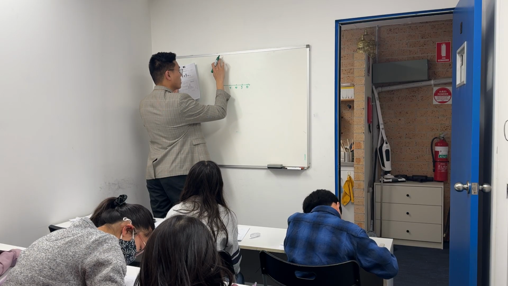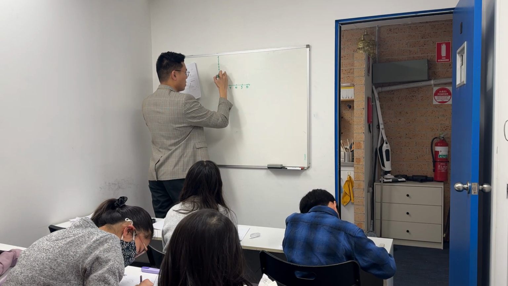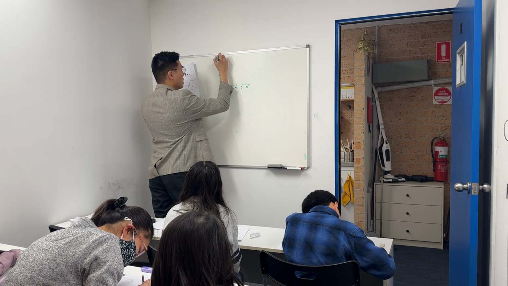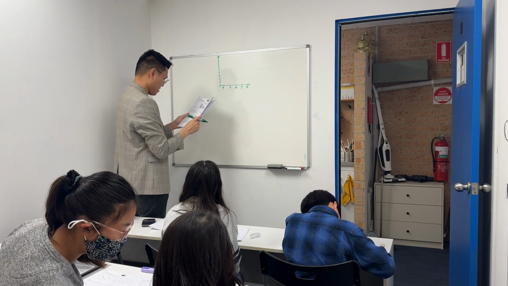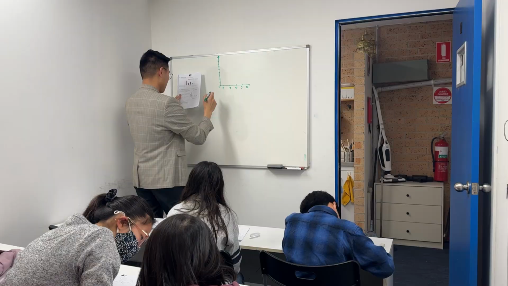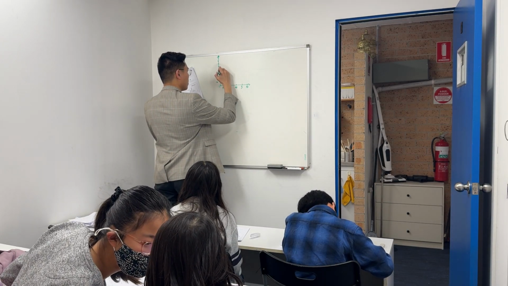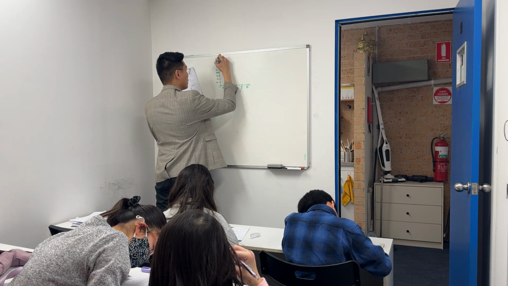Oh no, I don't have enough space. What am I up to now? 10, 20, 30, 40, 50, 60, 70, 80, 90, 100. Try to fit it in. Okay, so we have to label this 10, 20, 30, 40, 50, 60, 70, 80, 90, 100.